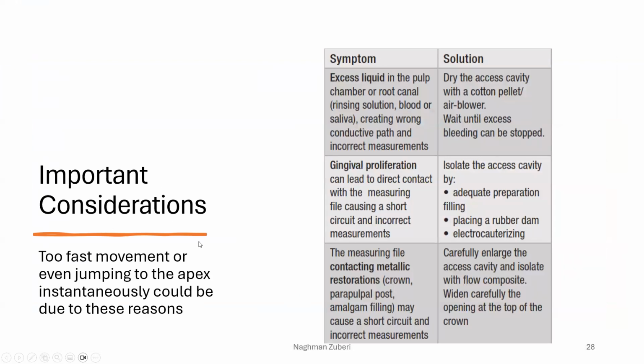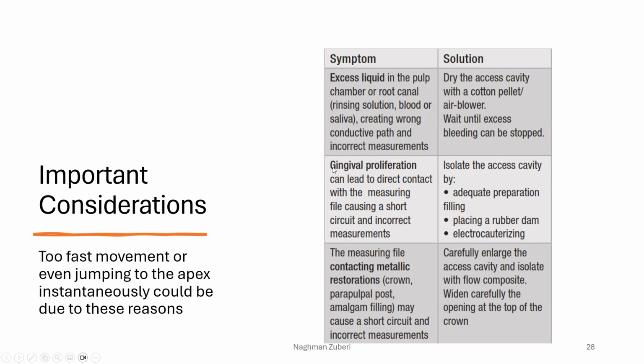Certain important considerations. If the movement is too fast, or it's giving you the indication that you are at the apex, what could be the reasons? Excess liquid in the pulp chamber or root canal, such as irrigation solution, blood or saliva, creating a wrong conductive path and incorrect measurements. Solution: dry the excess from the cavity with a cotton pellet or air blower, and wait until excess bleeding has stopped. You can use even paper points.